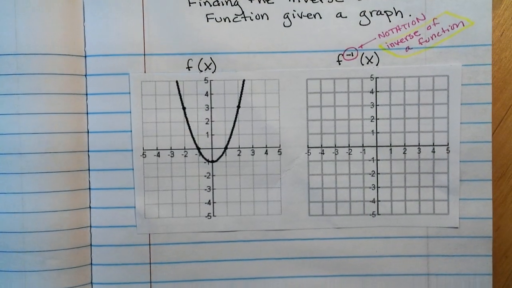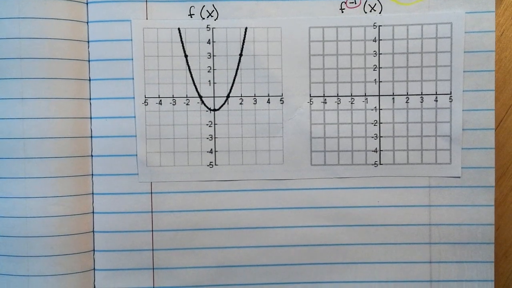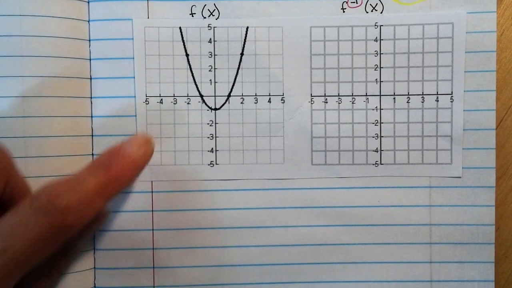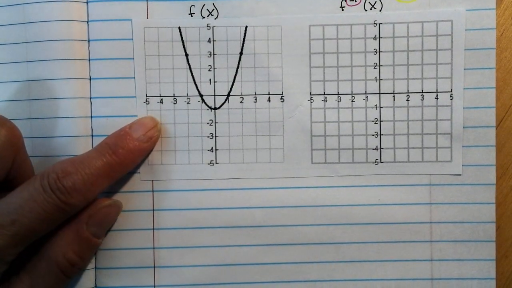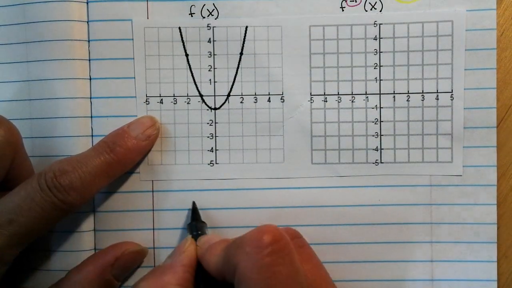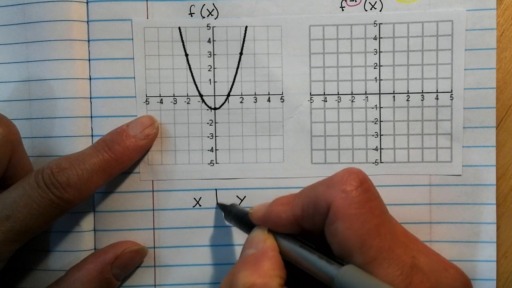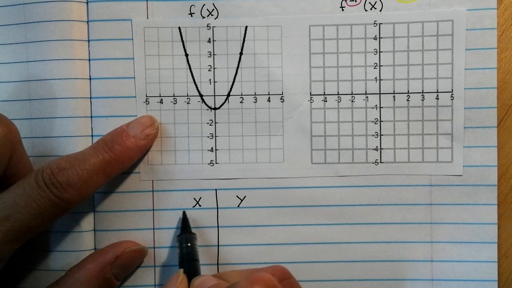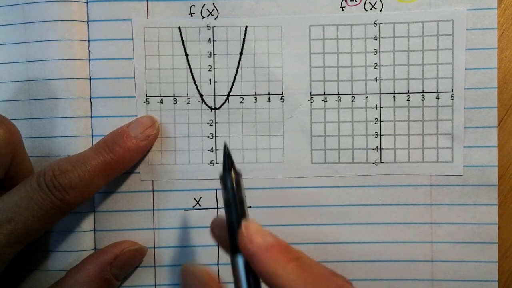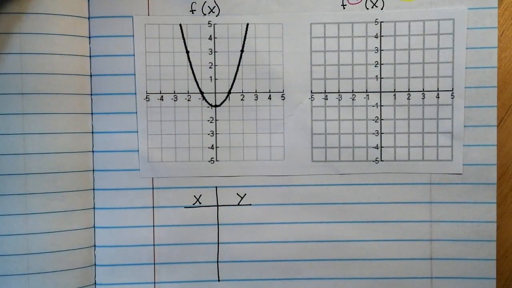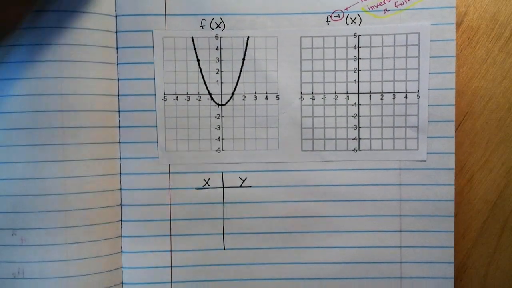So this actually is not that difficult. It's basically just conceptual. What we're going to do is look at this function that we're given, and we're going to write our points. So we have an input and an output. We're going to create a table, and we're just going to write down our input and our output from the graph here.